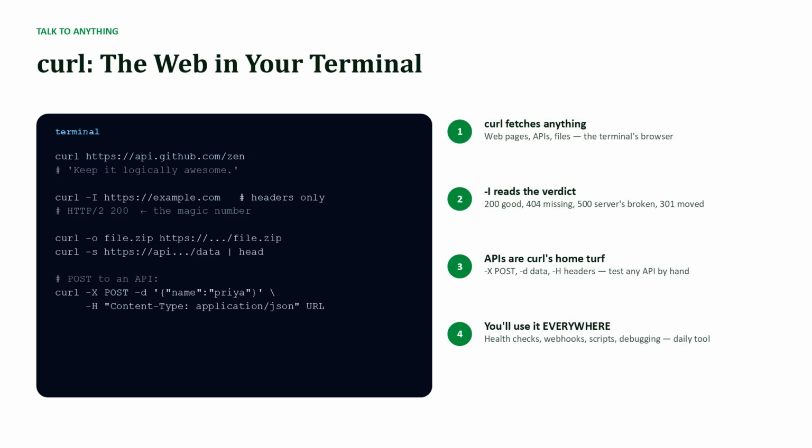Curl really shines with APIs. -X sets the method, -d sends data, -H adds headers, meaning you can test any API by hand before writing a line of code. Health checks, webhooks, download scripts, debugging. Curl is daily life. Its cousin wget specializes in downloads, but curl does it all.